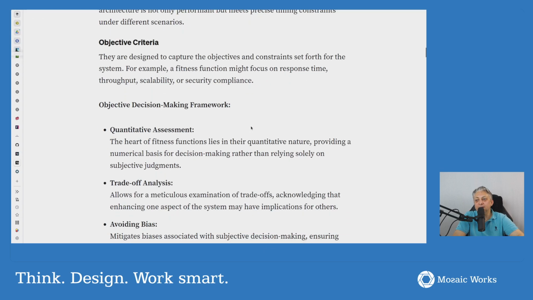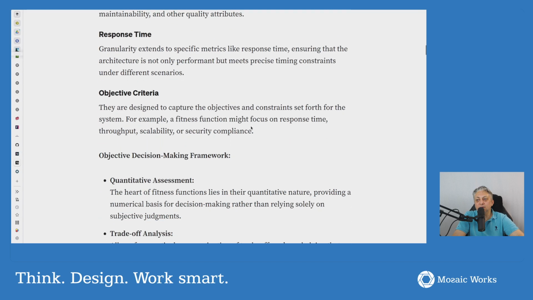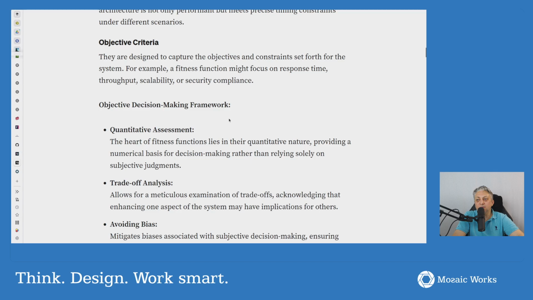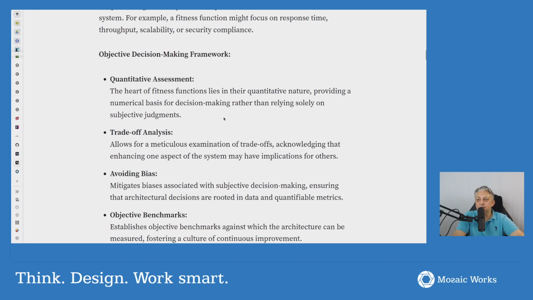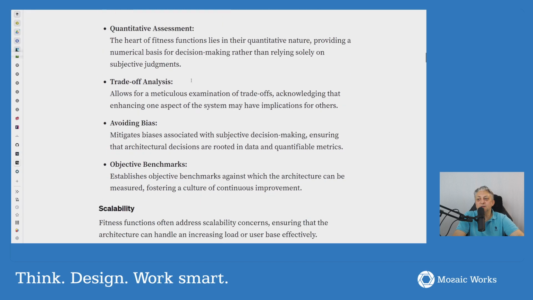Objective criteria. So let's look at the objective decision-making framework. So quantitative assessment, trade-off analysis. It's very important to have a trade-off analysis in your architecture. All architecture has trade-offs. So you need to figure out what are the most important things for your particular architecture, for your particular system, and focus on those. You cannot focus on everything.